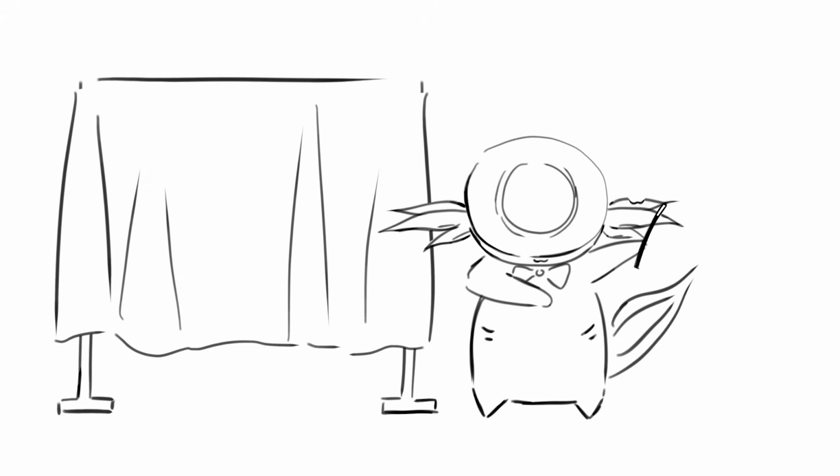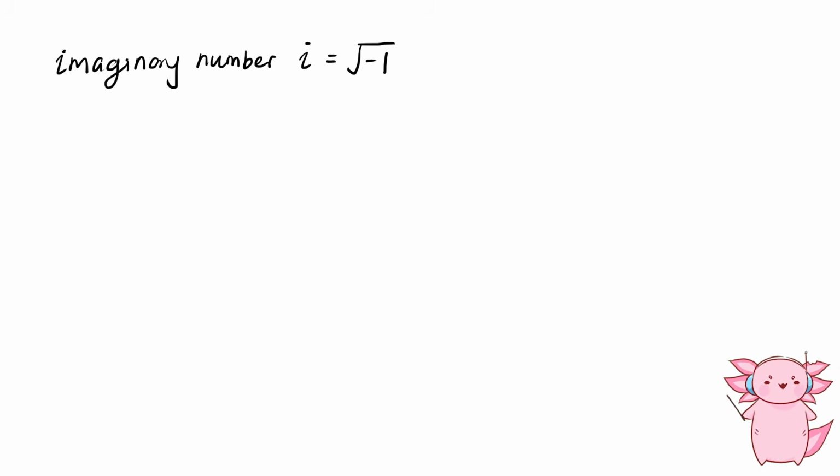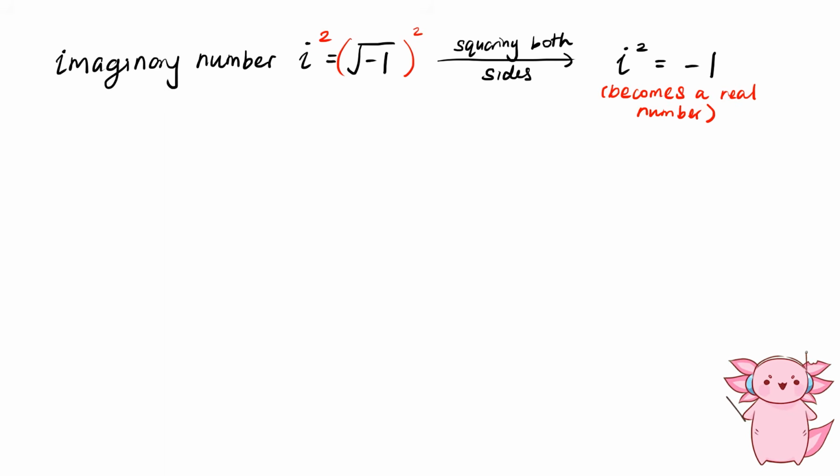Learning complex numbers is kind of like the first time you found out negative numbers actually existed. The imaginary number i is equal to the square root of -1, and because of that, squaring both sides, i squared is equal to -1, and it suddenly becomes a real number.